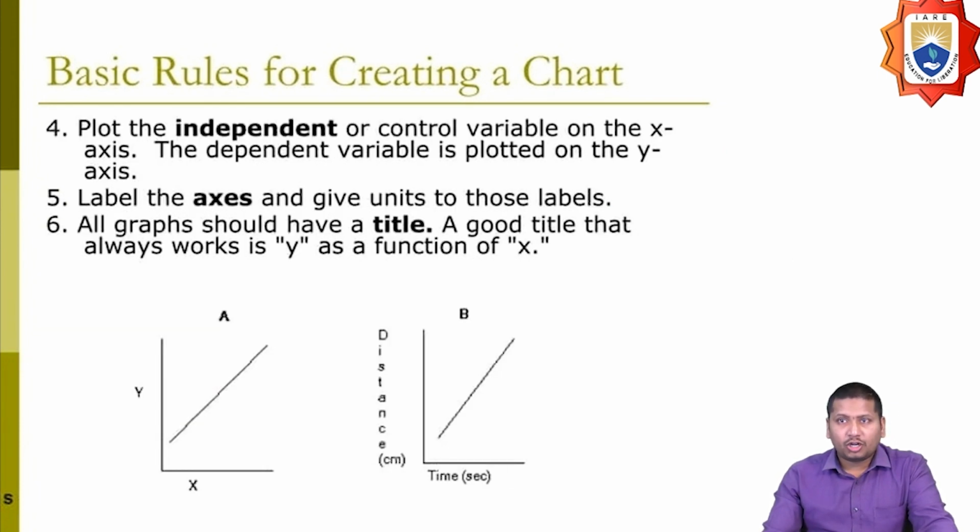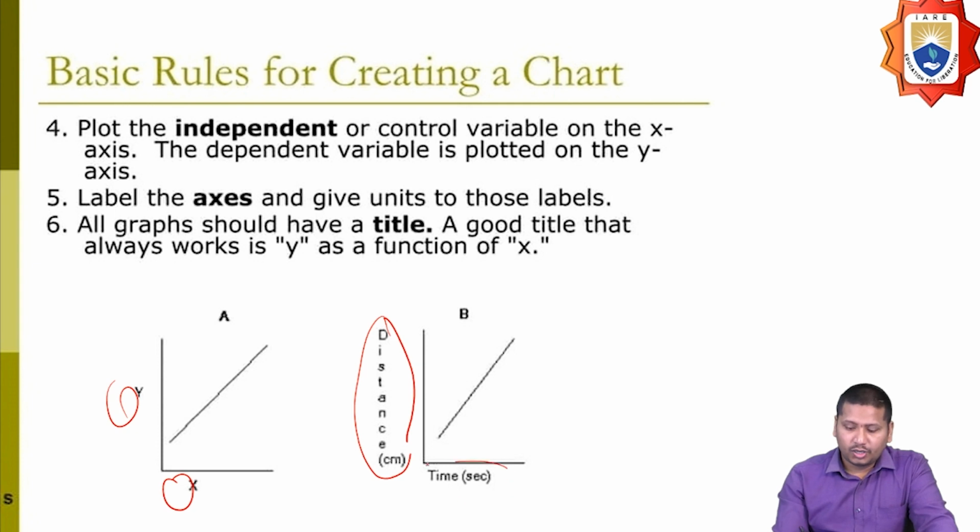And plot the independent or control variable on the x-axis, and the dependent variable on the y-axis. Label the axes and then give units to those labels. All graphs should have a title, and a good title should always be y as a function of x. Instead of representing without these values, it would look clumsy, and it is not clear what it is meant for. We have to clearly mention what we are showing, so that according to this I can measure the values here.